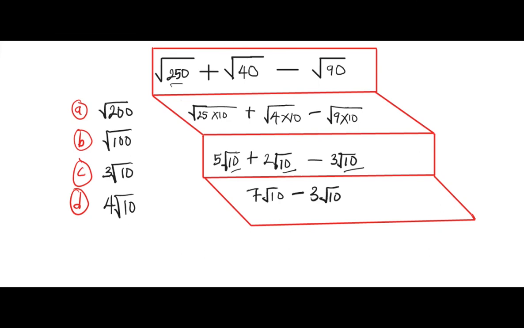7 root 10 minus 3 root 10. Let me draw my final box. All right, having drawn my final box, you have 7 root 10 minus 3 root 10. So the final answer is, guess what? 4 root 10. That is the answer. Going back to the options, the only option that has 4 root 10 is option D. So this now becomes the correct answer.